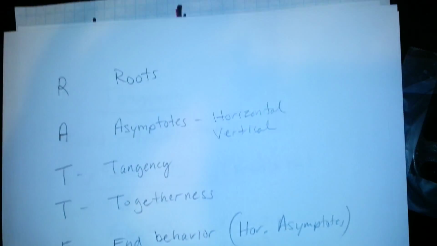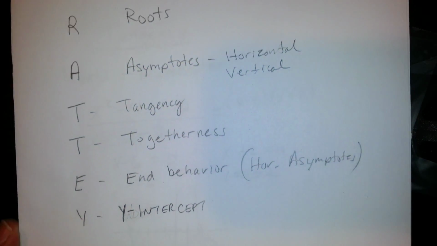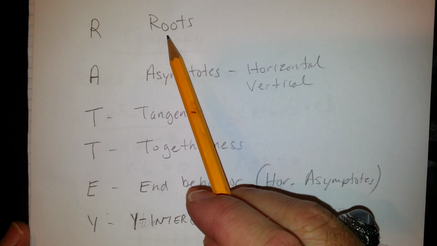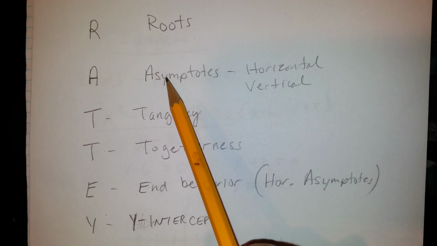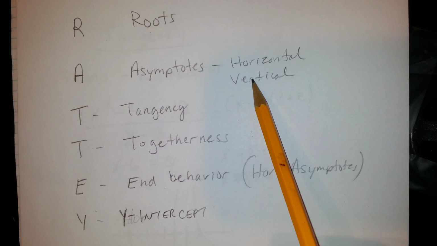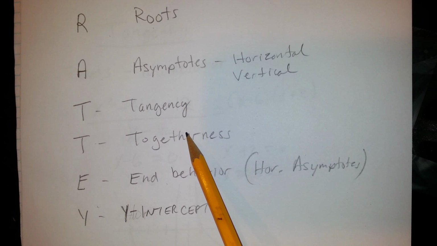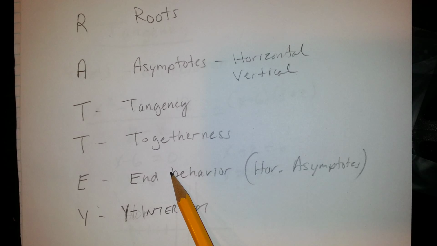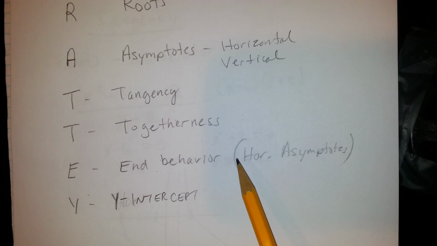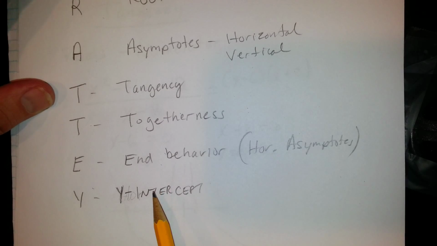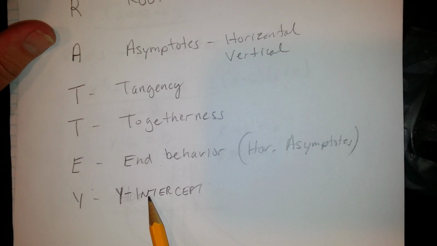Okay, I want to talk about this new acronym called RATTEY. R-A-T-T-E-Y. R stands for roots. A stands for asymptotes, horizontal and vertical. T stands for tangency. The other T is for togetherness, and E is for end behavior, which is basically dealing with our horizontal asymptotes. What y value does our graph seek? And then Y is for y-intercept. Okay?